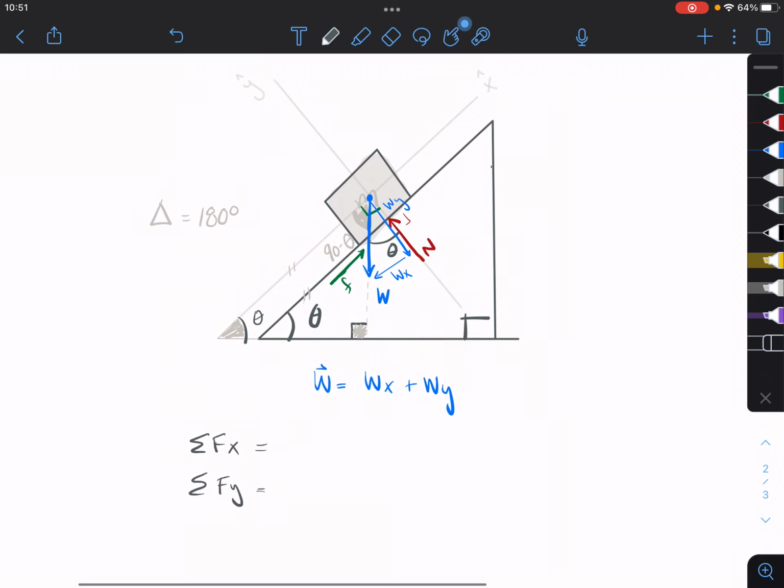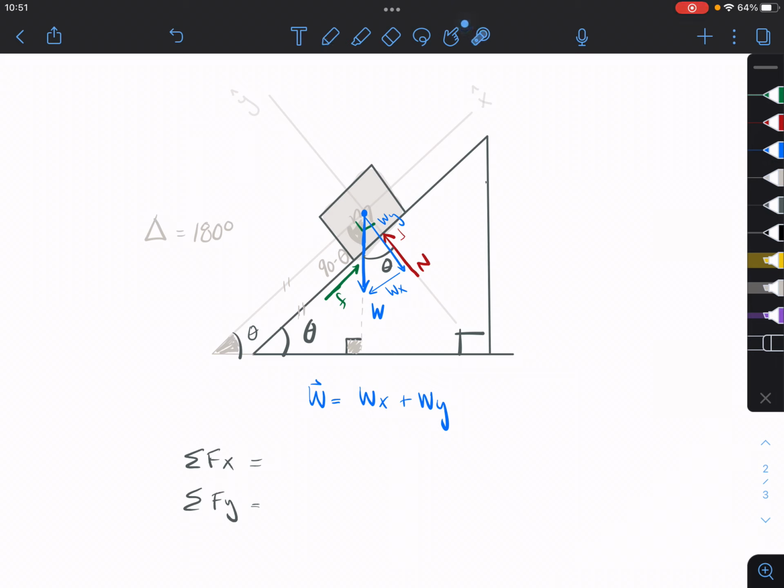When we do sum of forces in the x and y, we're going to look at our coordinate line and say what vectors are pointing along this direction, and then look at our other coordinate line and say what vectors are pointing along that direction. So for sum of forces in the x, what vectors are parallel with this line? Well, the frictional force is parallel, and then the weight force is parallel. Those are the two vectors that are parallel.